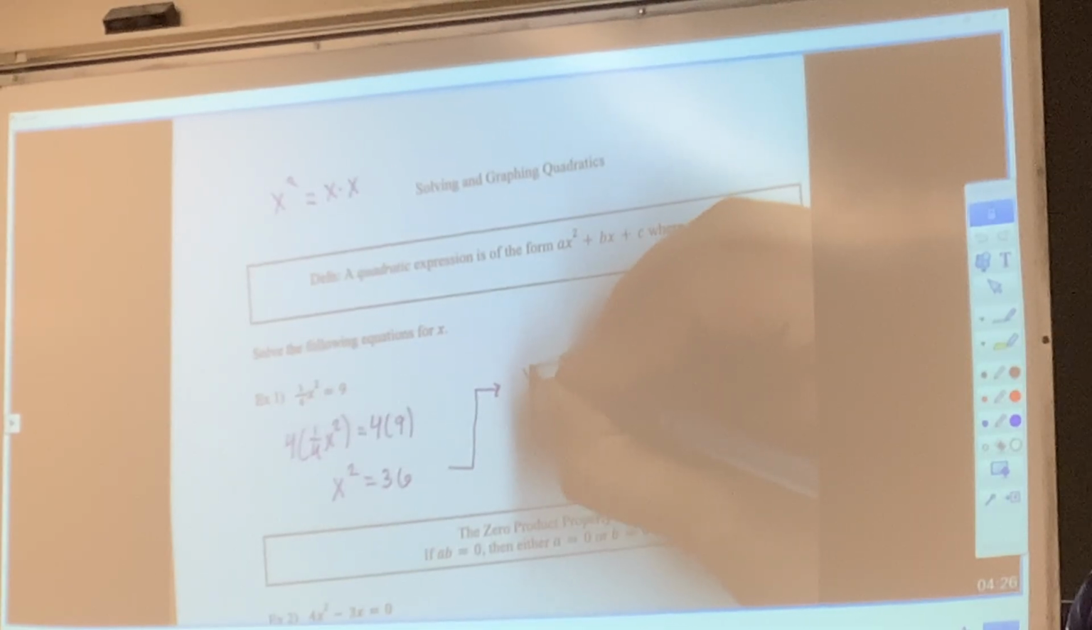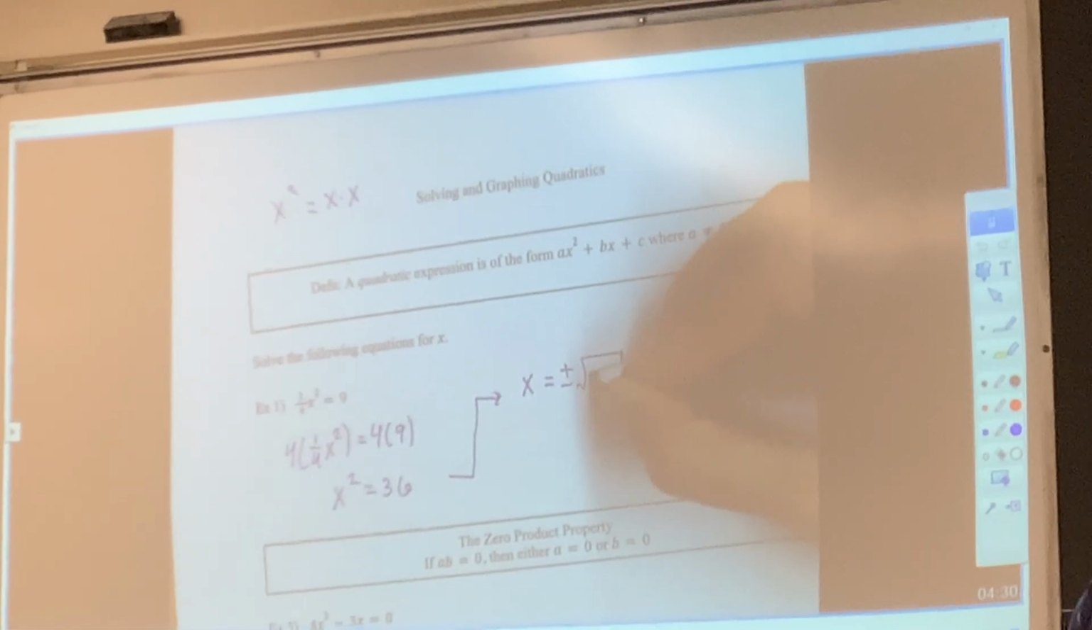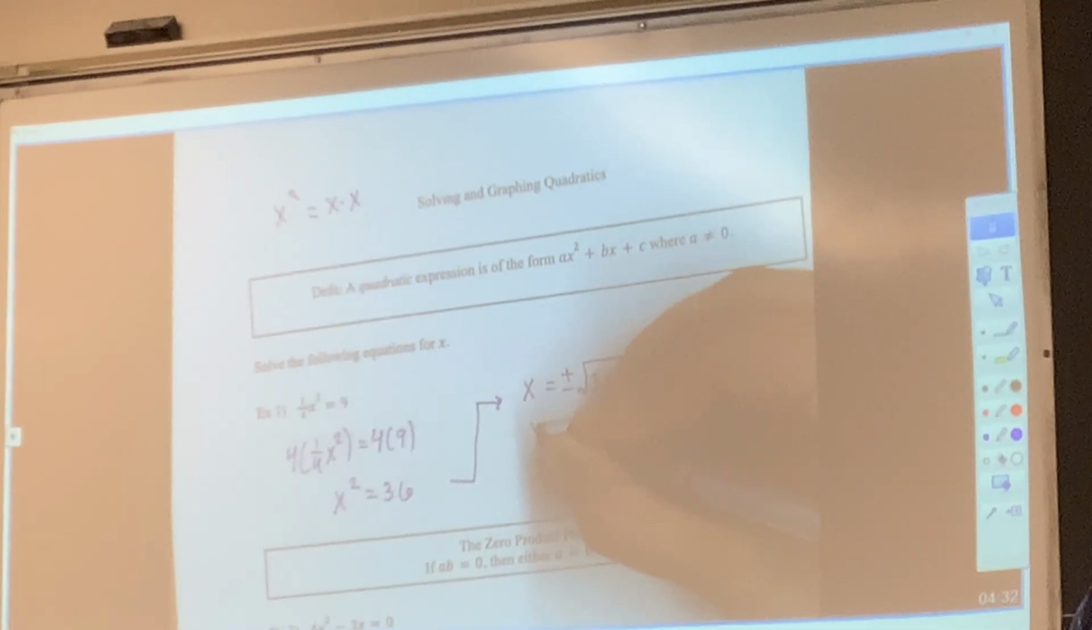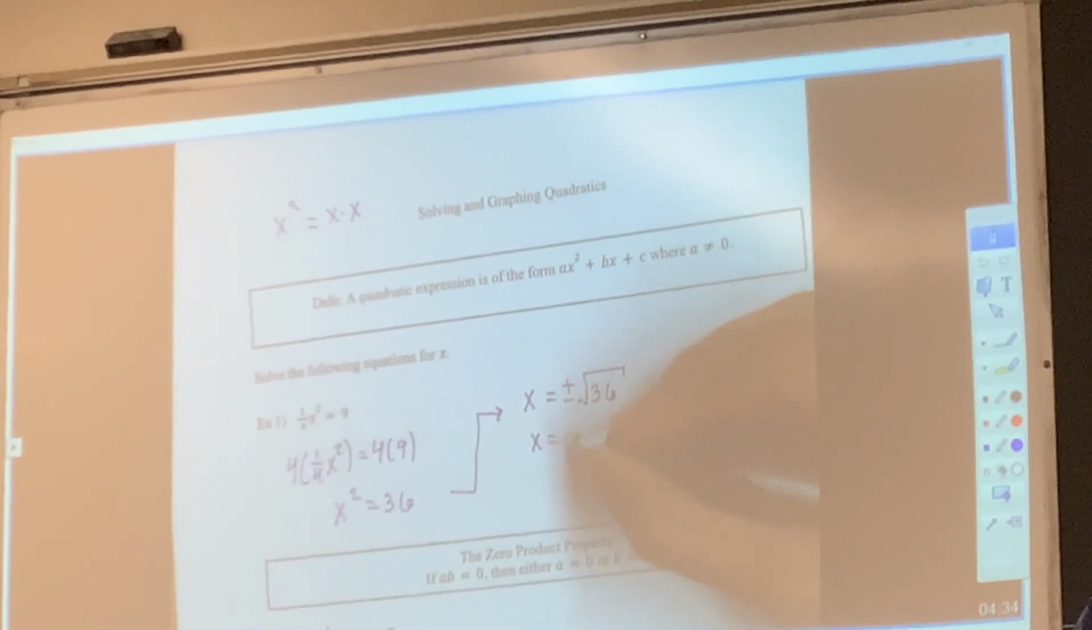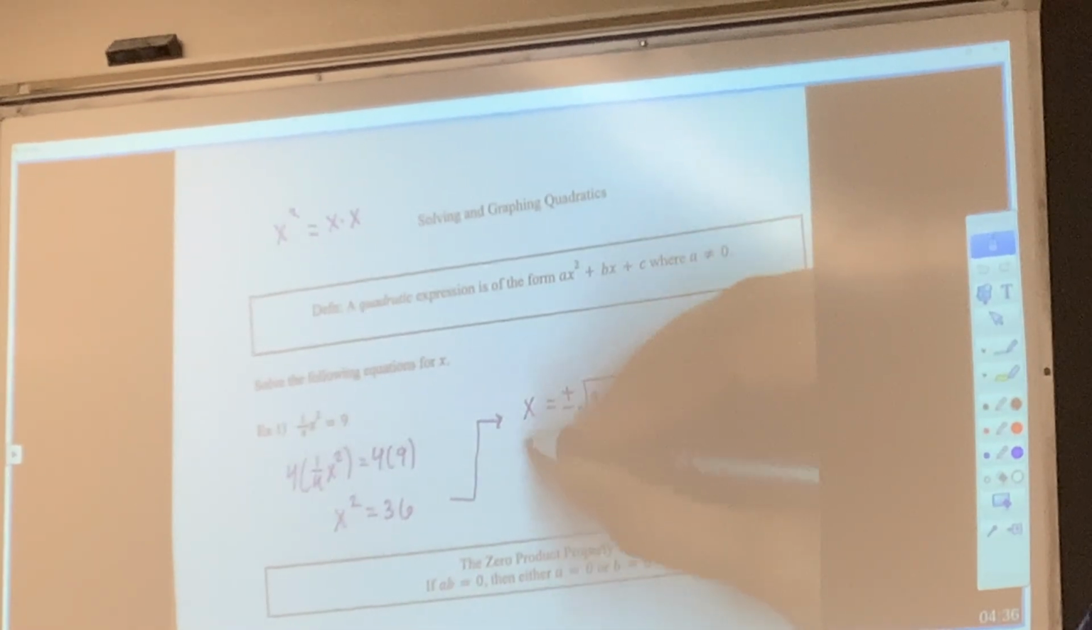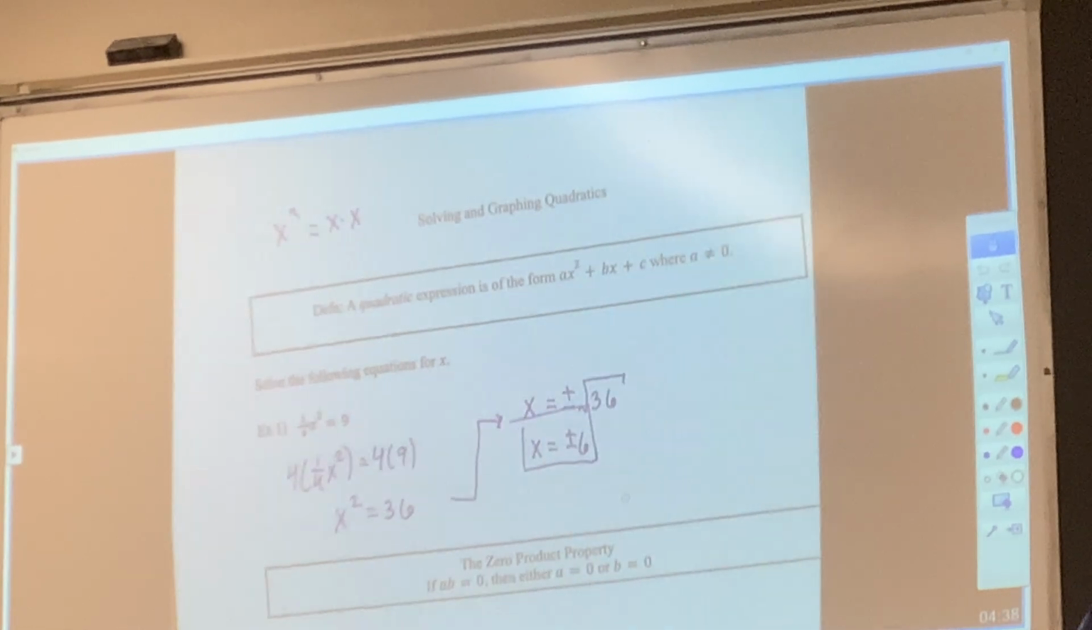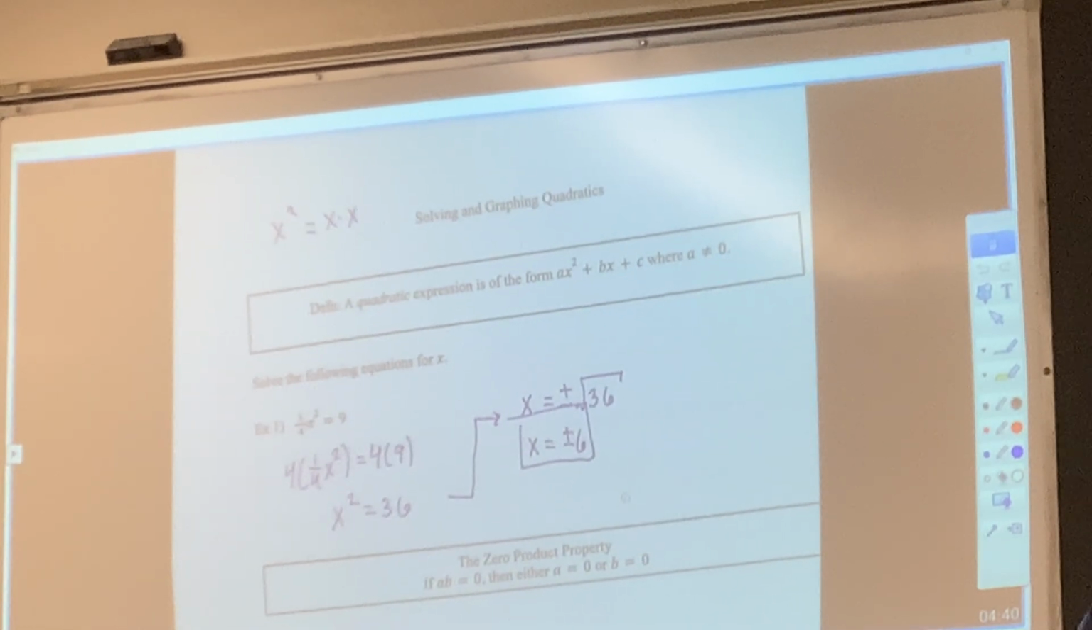So what we do is we're going to take the square root of both sides, and we've got to remember that we have to do the positive and the negative square root of 36. And as we've identified, that's going to be both plus and minus 6. So the two solutions to this particular quadratic are plus or minus 6, right? Simple enough. Is everyone following so far? Mm-hmm. All right, wonderful. Let's keep going.